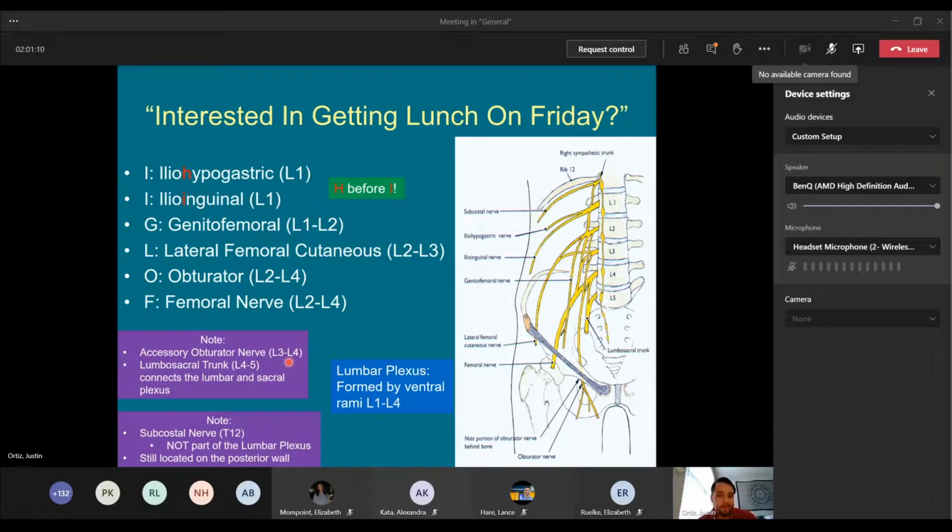But he did put it in there. Even if you look at it online, not that many people have it. But I would note it though, just in case. He did put on this slide that the accessory obturator nerve also comes off.